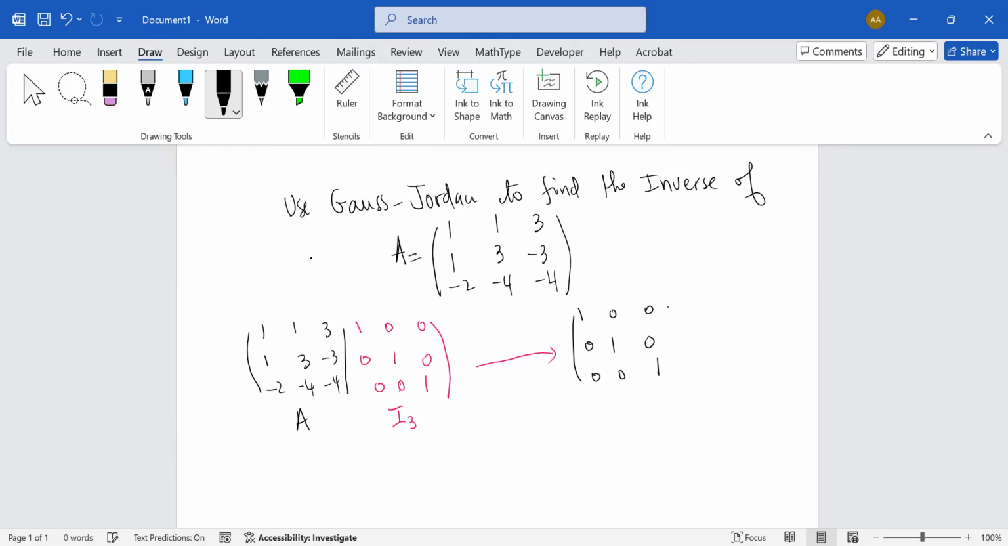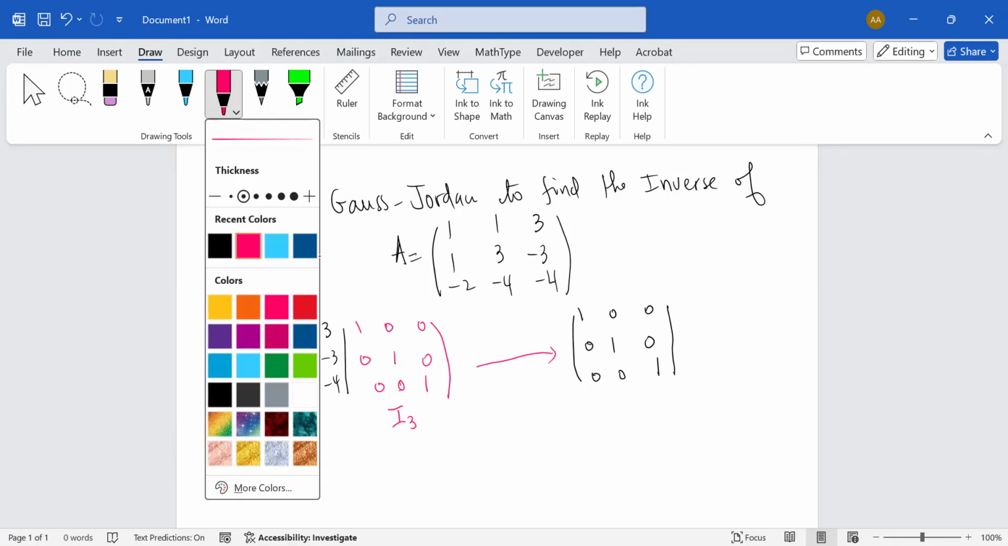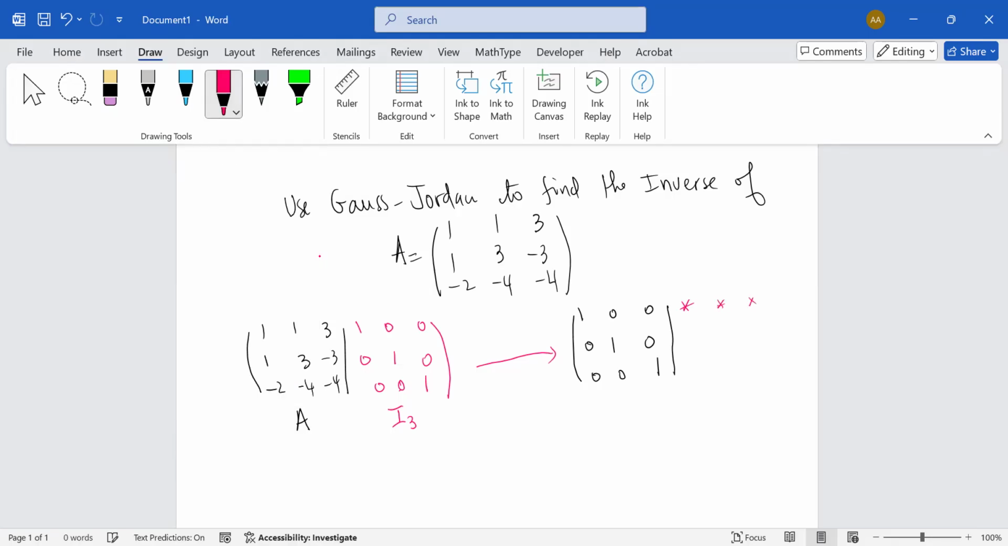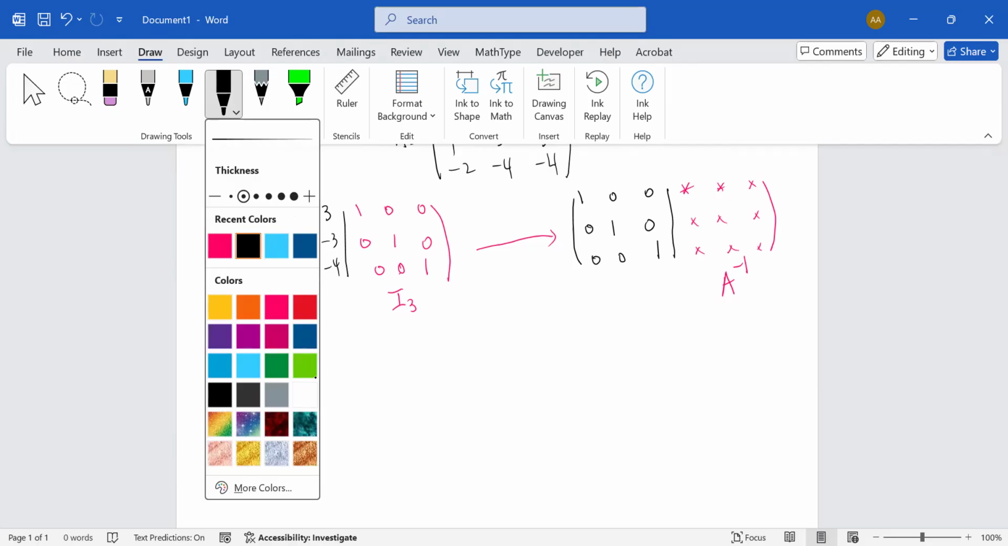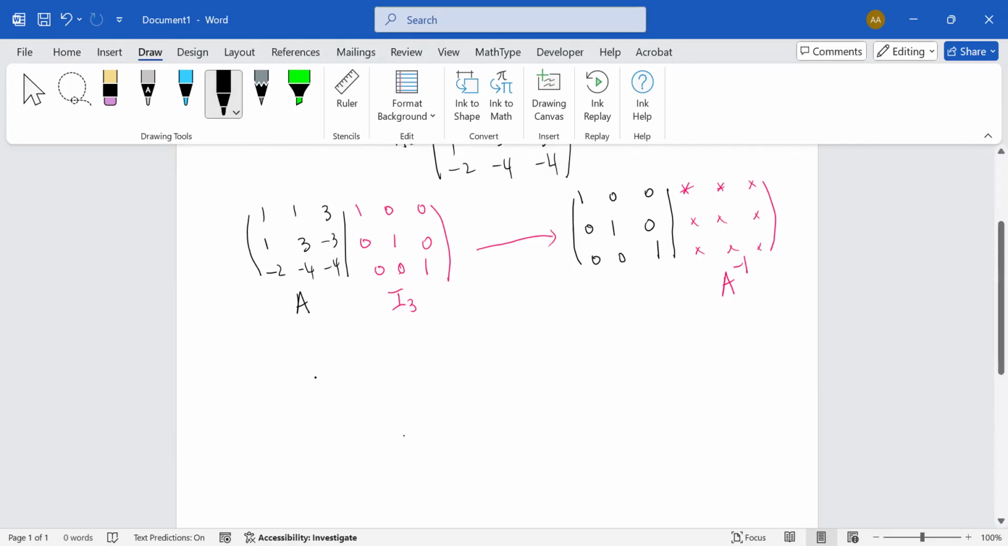If the left side becomes the identity, then whatever the right side is will be the inverse of A. It's going to be A minus 1. All right, so we're going to do that. Of course, we're going to do Gauss elimination. Gauss elimination is a very important topic in linear algebra. So hopefully this matrix will not bear complicated calculations.